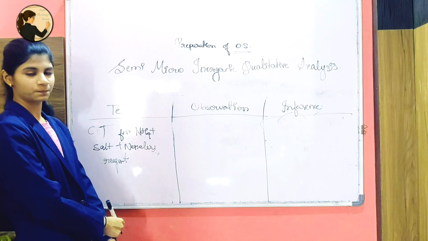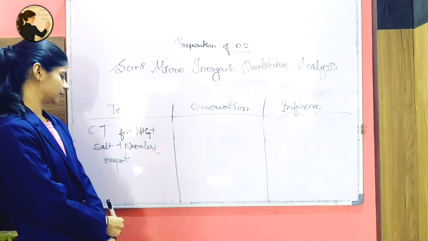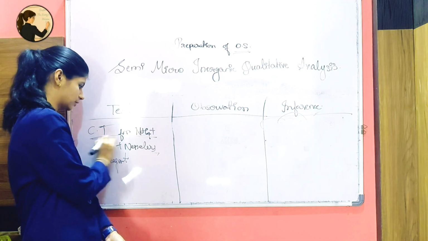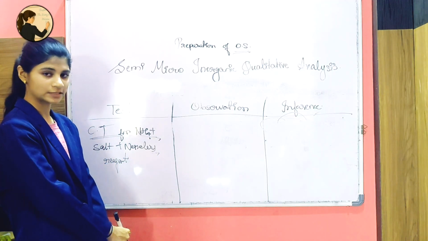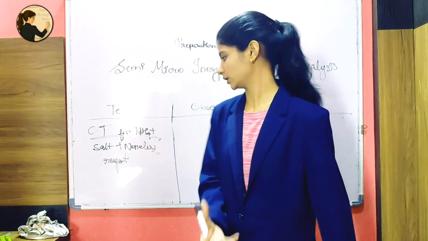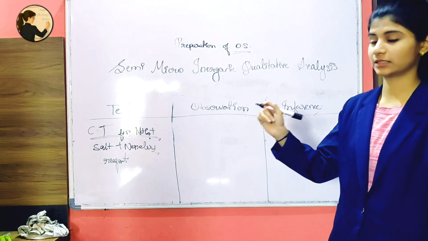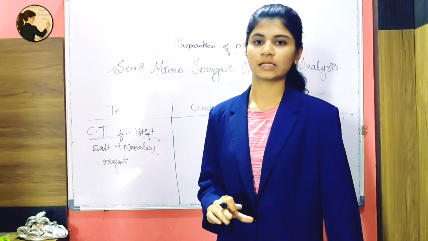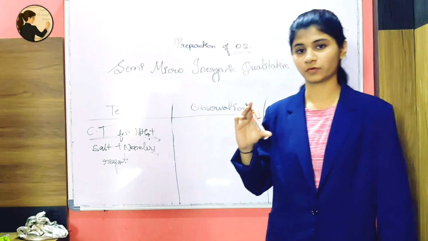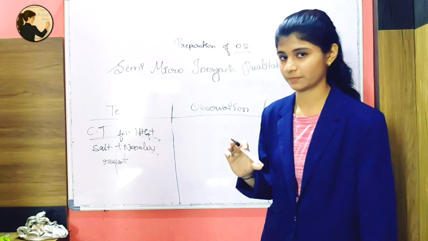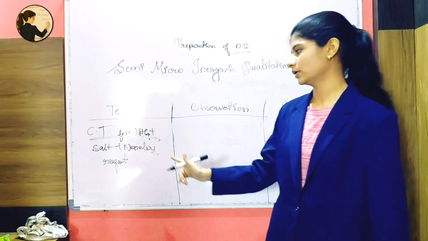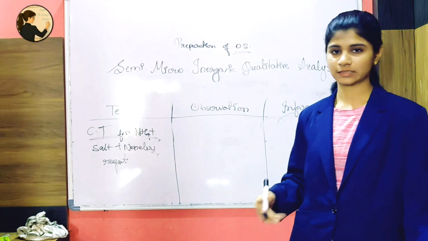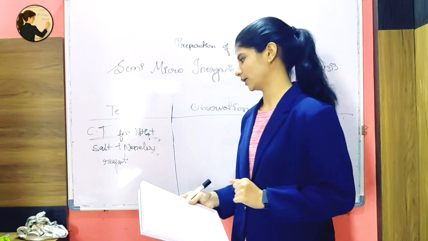So what will you do now? For the confirmative test of NH4 plus, you will take salt in a test tube, plus Nessler's reagent, which will be present in a bottle kept in your lab. You should add this in the test tube. What all? Salt plus Nessler's reagent. Then what will you get?